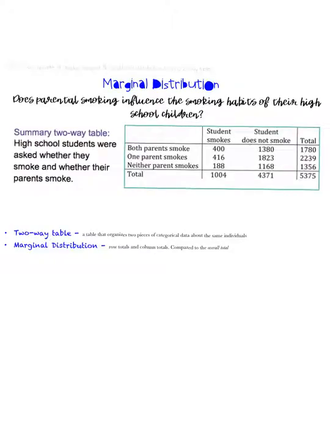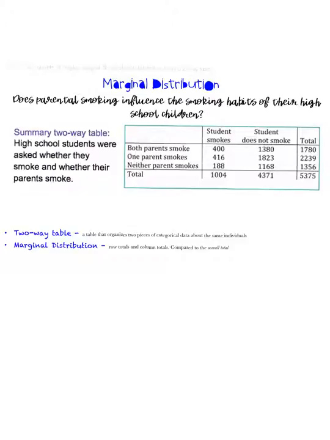All right, so we're going to start with marginal distribution. So that same question: does parental smoking influence the smoking habits of their high school children? Here is a two-way table that was collected from a number of high school students, and they were asked about whether or not their parents smoked. So I surveyed 5,375 people, and it broke down that 1,004 of the students did smoke and 4,371 did not smoke. When I add those two numbers together, everybody I surveyed fell into yes, I smoke, or no, I don't.